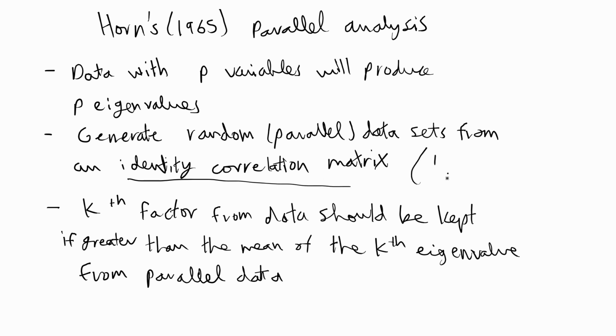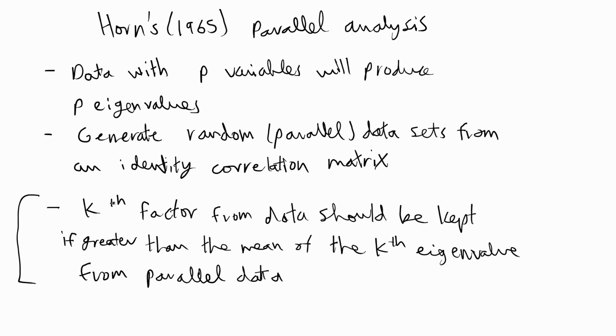An identity matrix has only ones on the main diagonal and zeros on the off diagonals. So when you generate this parallel data, what you're assuming is that the variables from this random data will be uncorrelated. And that means that if you generate PCA or EFA from this data, you're expecting that you'll have one principal component and zero factors from this randomly simulated data. So you're going to simulate this data multiple times and keep getting eigenvalues from this random simulated data. And your decision rule is going to be this third step here.